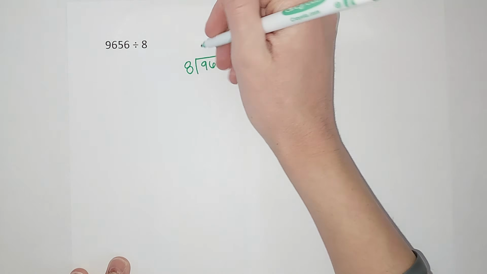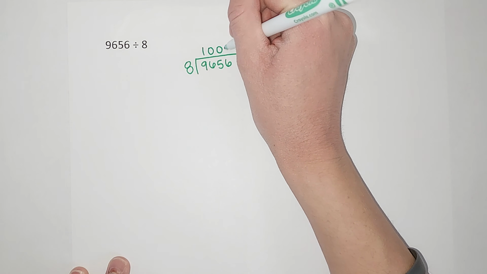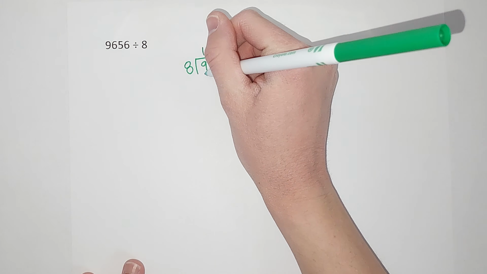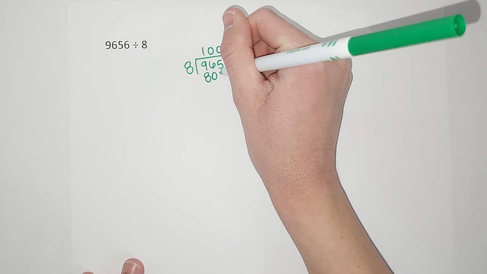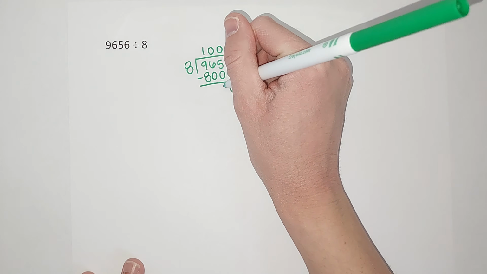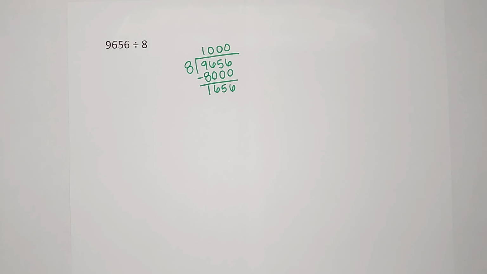So I'm going to say, I know 8 goes into 9,656 at least 1,000 times, right? So basically we're going to take out 1,000 eights and see what we're left with, okay? So 1,000 times 8 gives me 8,000, and we're subtracting that off, okay? When I subtract that off, I get 1,656.